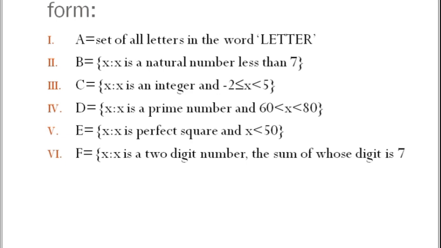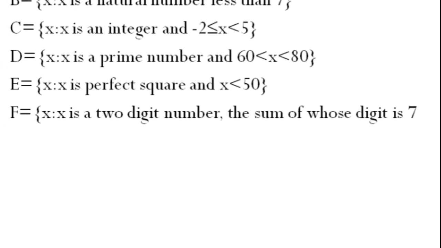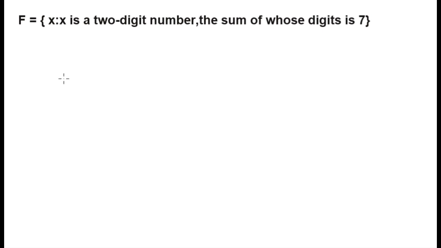Question number 6. F is a set of x where x is a two-digit number, the sum of whose digits is 7. Let's start to write in roster form. So our question is, F is a set of x where x is a two-digit number, the sum of whose digits is 7. Two-digit numbers start from 10 and end at 99.